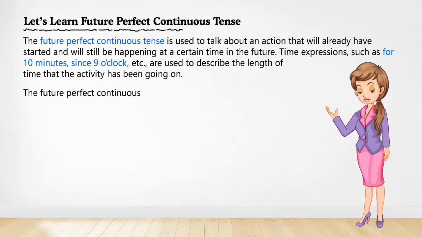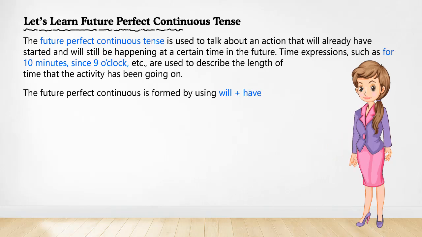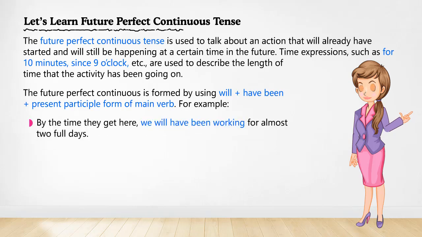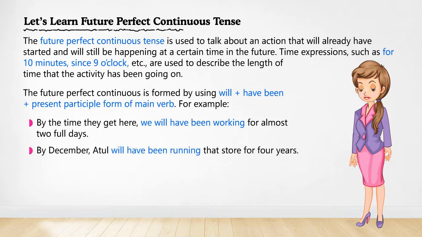The future perfect continuous is formed by using will plus have been plus present participle form of main verb. For example, by the time they get here, we will have been working for almost 2 full days. By December, Atul will have been running that store for 4 years.